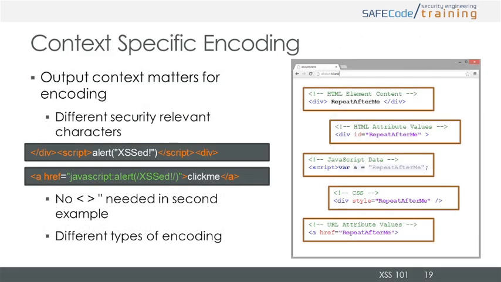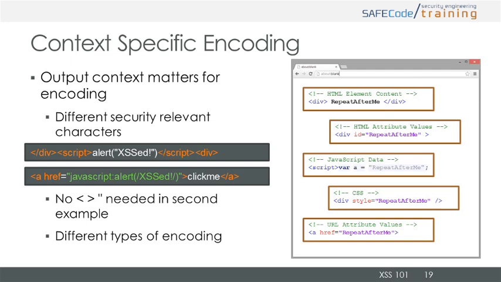But cross-site scripting does not necessarily happen in the HTML context. There are various different contexts in a website. And what makes defending against cross-site scripting so hard is that the different contexts require different encodings. The five most common contexts are HTML element, HTML attribute, JavaScript, CSS, and URL.